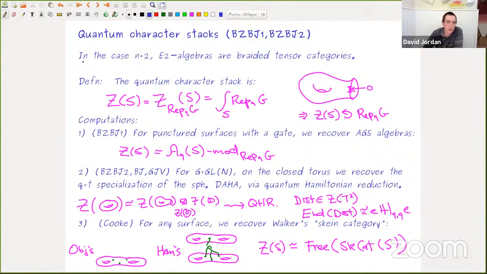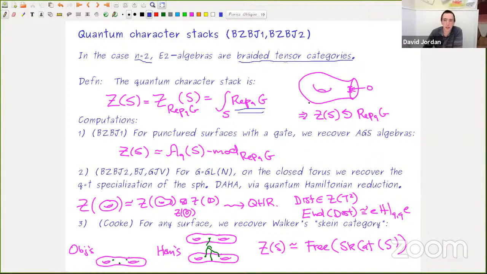And so the key input is that if you look at the n=2 case, so on surfaces, then an E2 algebra in categories is just the same thing as a braided tensor category. Okay. And so then what we do is we define a new invariant attached to a surface, which is instead of taking Rep G, representations of the group G as a symmetric monoidal category, we take Rep_q G, the representations of the quantum group, regarded as a braided tensor category. And right out of the box, Ayala–Francis lets you make sense of this definition.